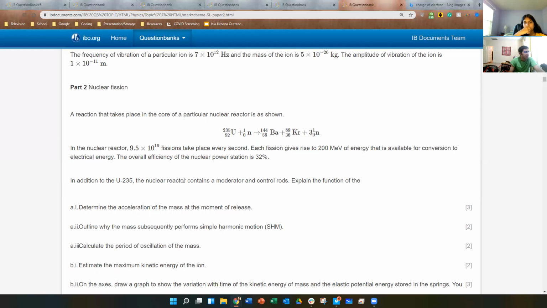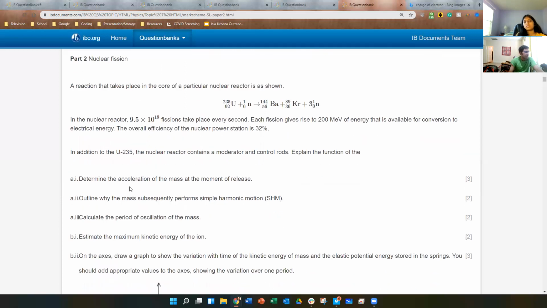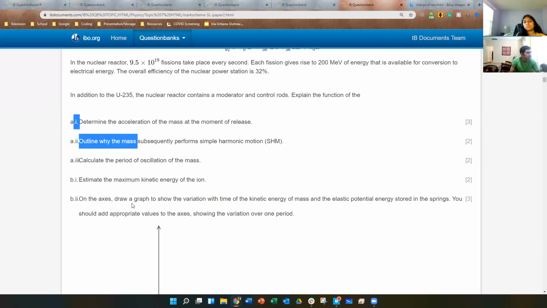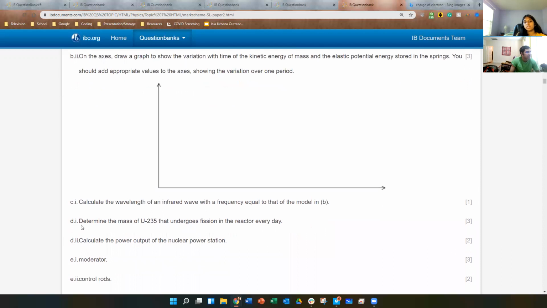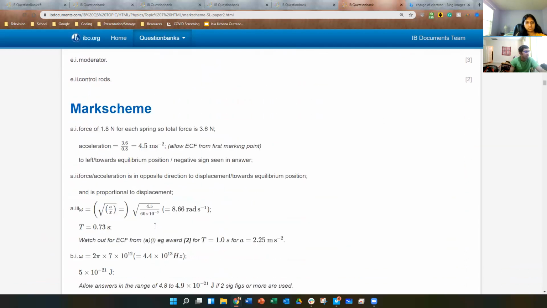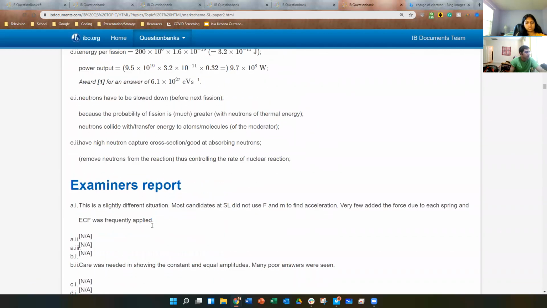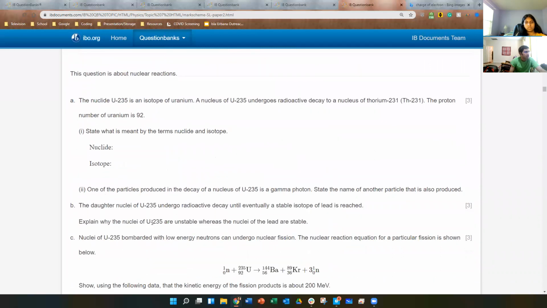U-235, the nuclear reactor contains a moderator. Oh yeah, so this is the moderator that I would have explained the function of. Obviously we don't know that yet, so we don't need to worry about that. Determine, oh, this is for the first part, I think. I don't think we can answer these. We could do this one, determine the mass of, but even then, this is all part of the next unit, so we don't need to worry about that now. No point in figuring this out now. Okay.